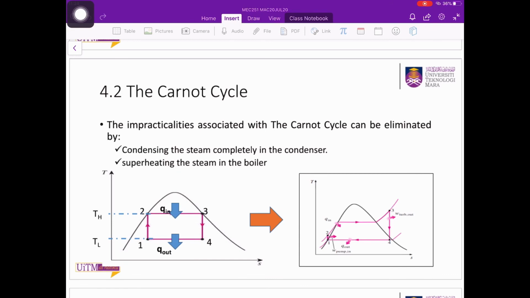Note that by condensing the steam completely in the condenser and superheating the steam in the boiler, we are not going to have an isothermal process across the boiler and the condenser, but instead the process across the boiler and condenser will be at constant pressure.